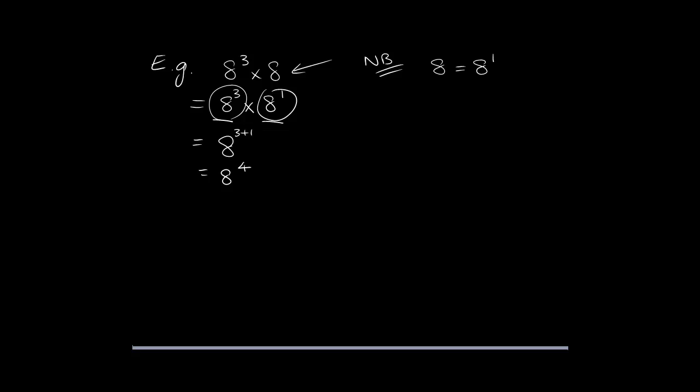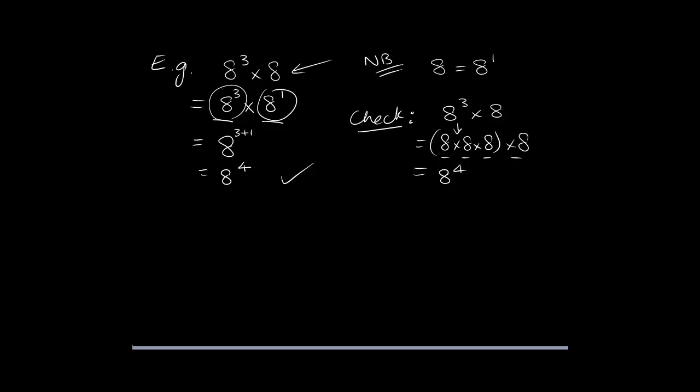Okay. Now let's just check that. If I wanted to work out 8 cubed times 8, well, let's see, 8 cubed is the same as 8 times 8 times 8, isn't it? And then times 8 again, well, that actually means 8 times itself 4 times, so this is the same as 8 to the power of 4. I know that that's correct.